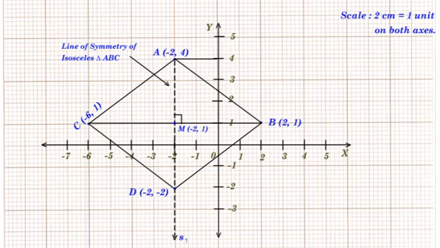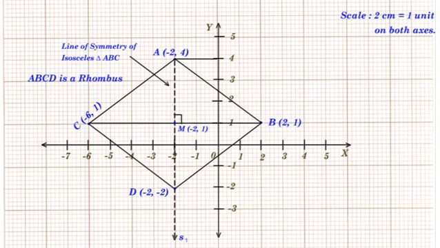Now for the third part, what kind of quadrilateral is ABCD? In this quadrilateral, all sides are equal and the diagonals bisect each other at 90 degrees, but the diagonals are not equal. So this figure is a rhombus.